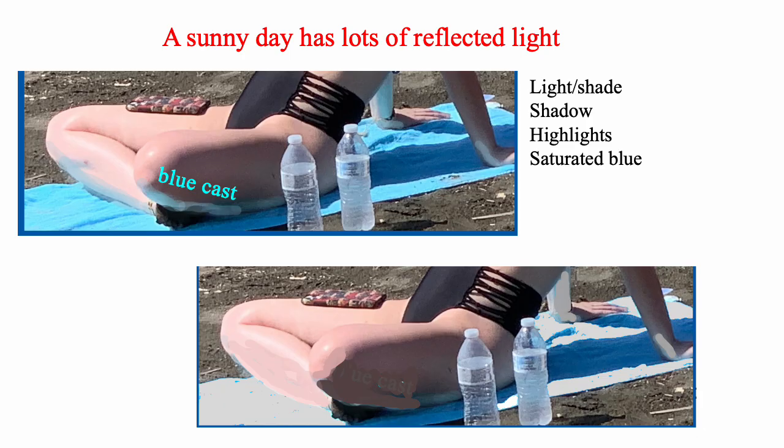A sunny day results in a lot of reflected light, so you should look for it. Here you can see that light reflects off the blue towel onto her leg, making this part blue over here, and parts of her arm are also blue. So she has light and shade contrasts. She has a shadow. She has some highlights here, and the saturated blue on the towel. Now the blue actually makes a difference. Here I eliminated the blue, and you can see that this image looks less like sunlight than this first image.